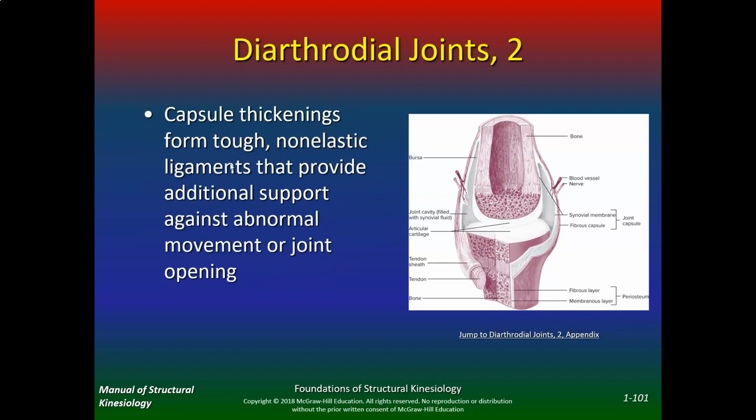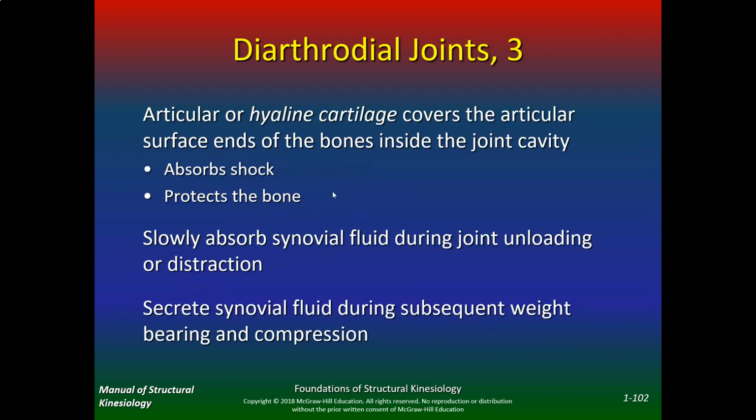All right, the capsule thickenings form tough, non-elastic ligaments that provide additional support against abnormal movement or joint opening. And so you have this joint capsule. You can definitely injure this joint capsule, very common in sports. Now, we talk a lot about diarthrodial joints. Articular, or hyaline cartilage covers the articular surface ends of the bones inside the joint cavity. When this articular cartilage, as you get older, tears away or goes back, unfortunately, it doesn't come back. There's no regeneration of articular cartilage.